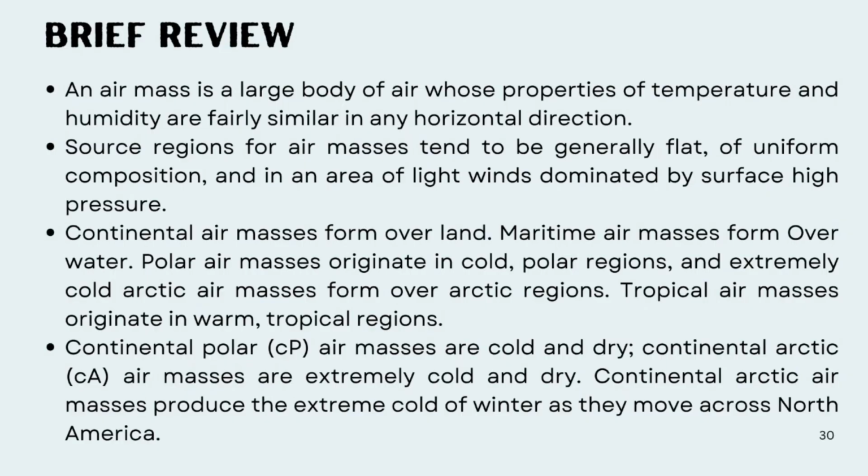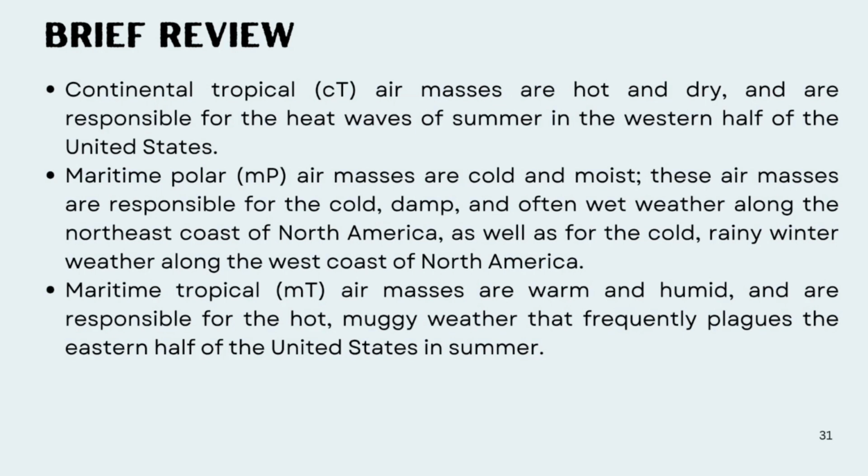Continental polar air masses are cold and dry. Continental Arctic air masses are extremely cold and dry. Continental Arctic air masses produce the extreme cold of winter as they move across North America. And continental tropical air masses are hot and dry and are responsible for the heat waves of summer in the western half of the United States.